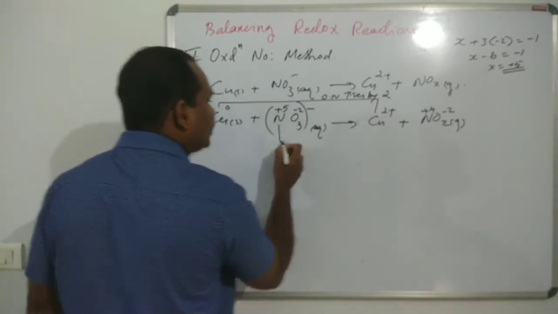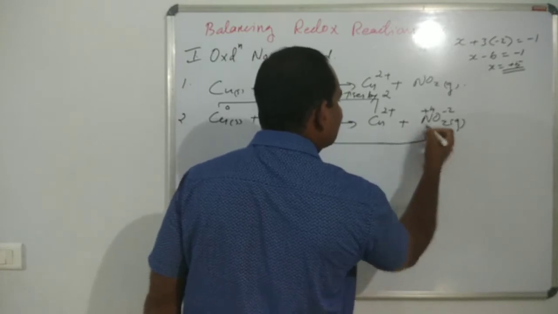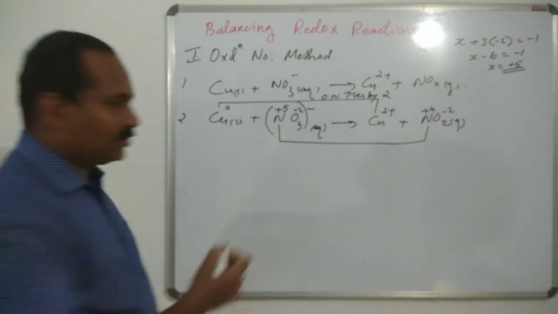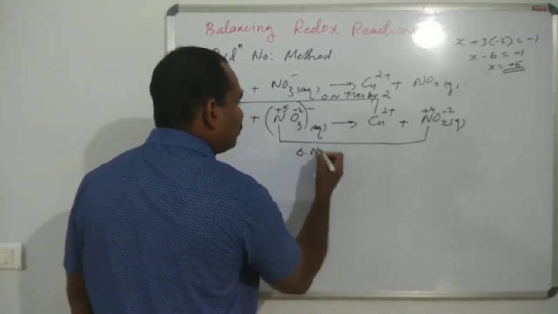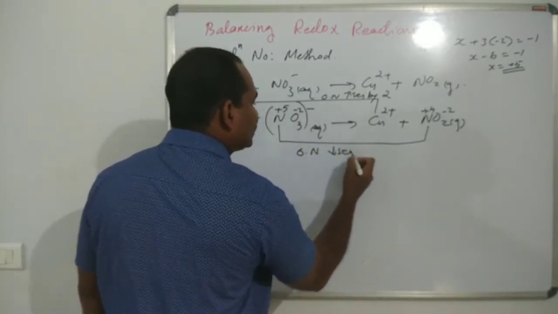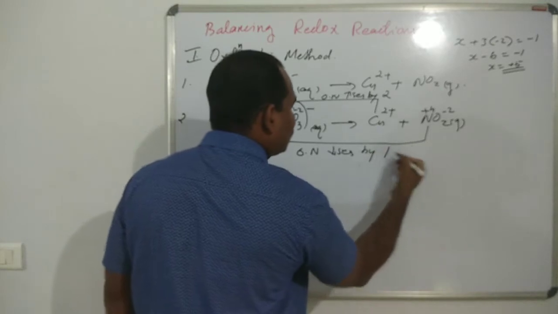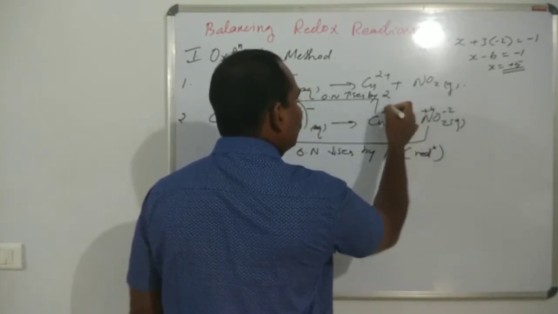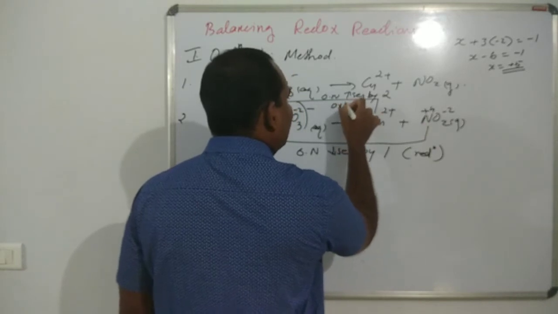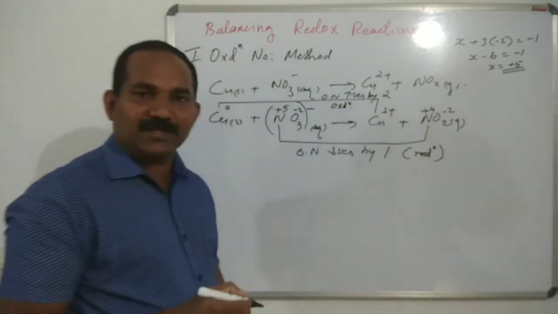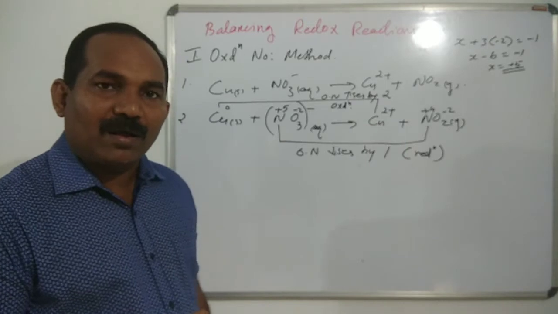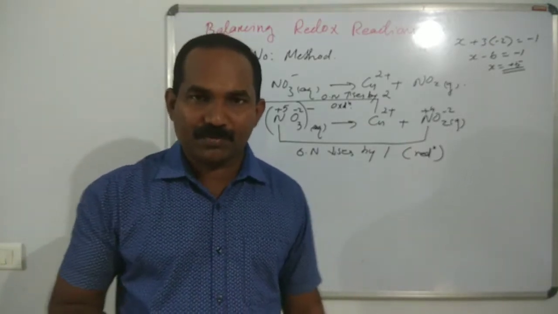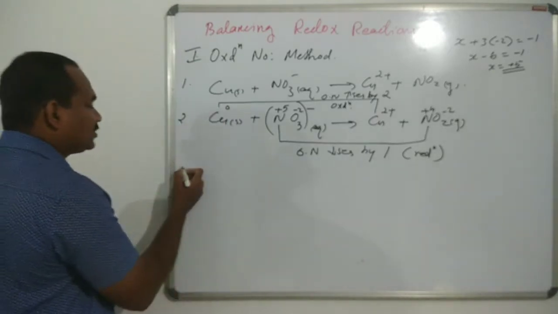Then nitrogen oxidation number changes from +5 to +4. That is, oxidation number decreases by 1. This is reduction. This one is oxidation. Copper is oxidized, NO3 minus is reduced into NO2. Okay, so that is the second step.